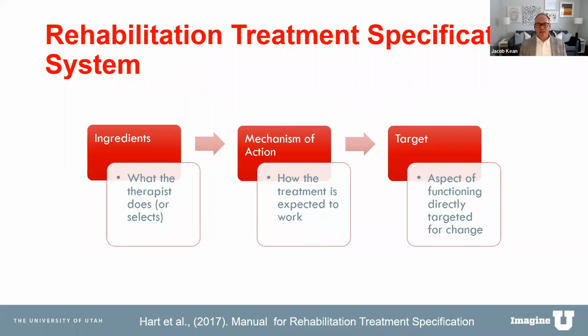There's much more to the RTSS, and I refer those interested to the Manual for Rehabilitation Treatment Specification, which is available through the ACRM website. The RTSS has the potential to improve clinical documentation in rehabilitation and dramatically increase the signal-to-noise ratio in learning health systems research.